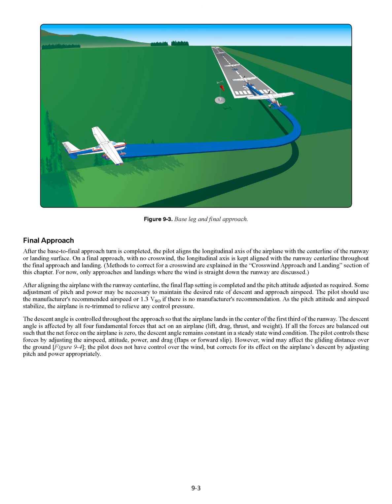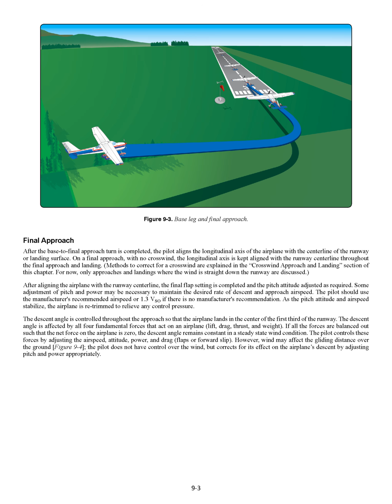After the base to final approach turn is completed, the pilot aligns the longitudinal axis of the airplane with the centerline of the runway or landing surface. On a final approach, with no crosswind, the longitudinal axis is kept aligned with the runway centerline throughout the final approach and landing. Methods to correct for a crosswind are explained in the crosswind approach and landing section of this chapter. For now, only approaches and landings where the wind is straight down the runway are discussed.